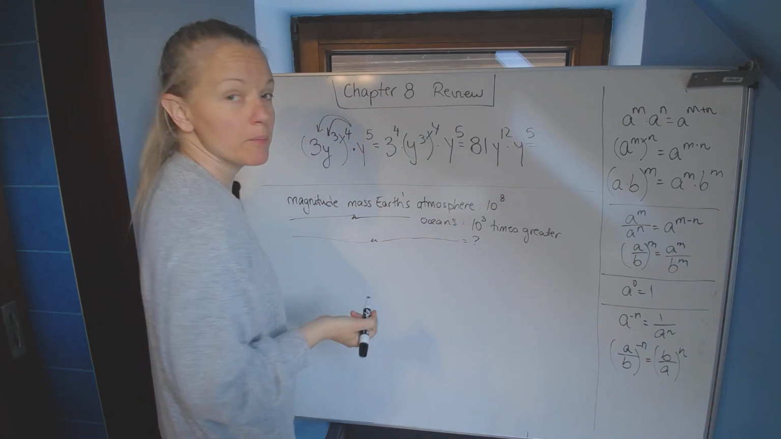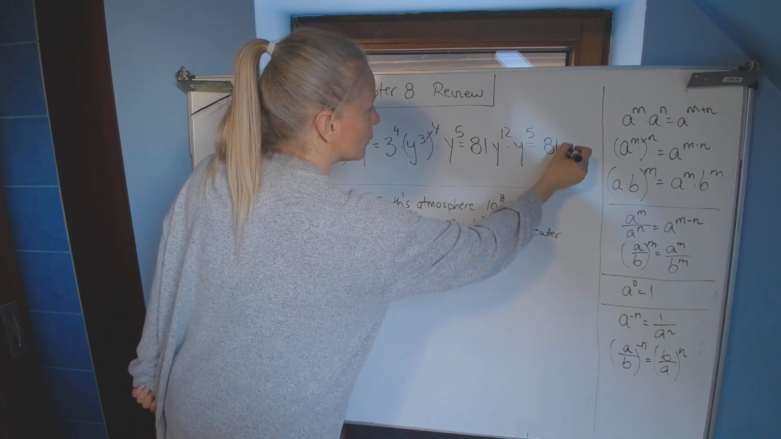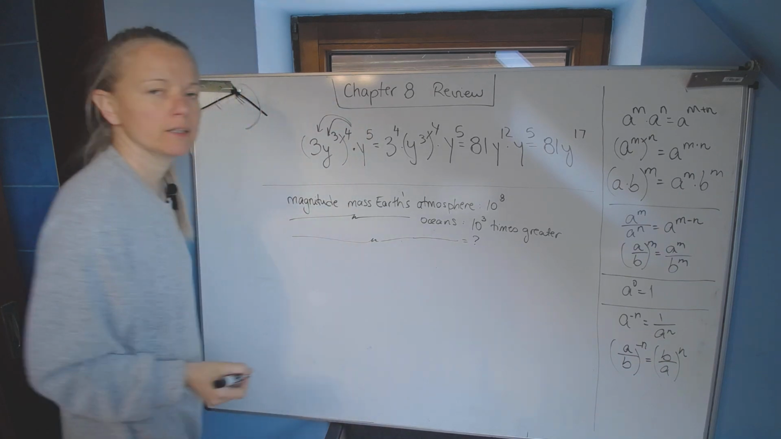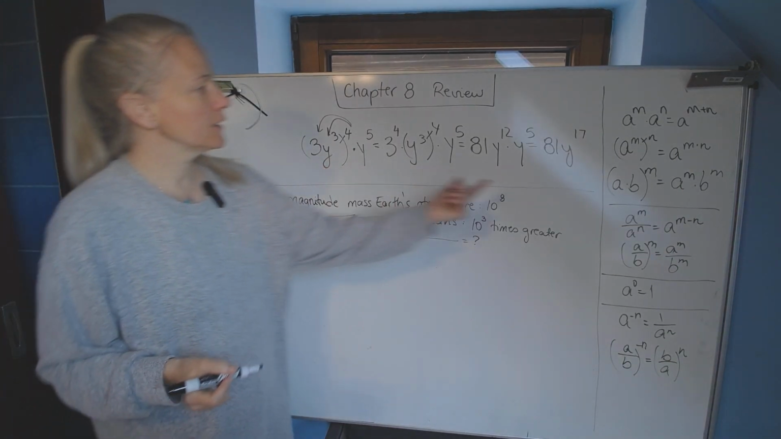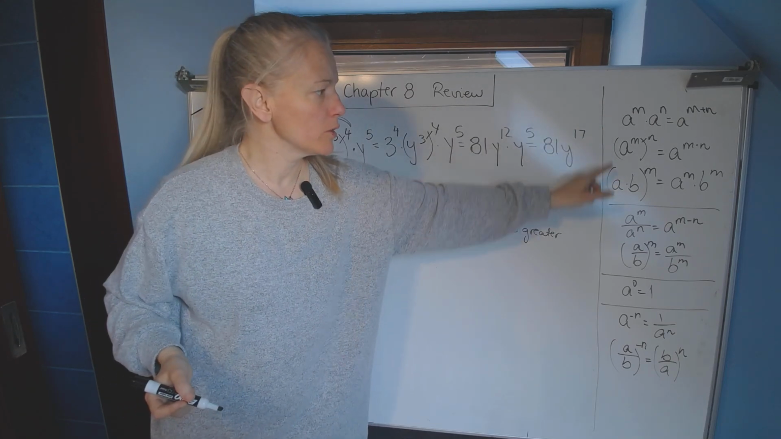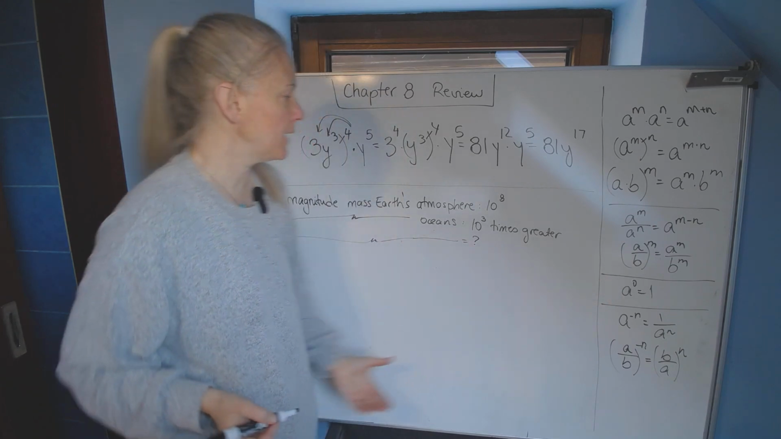When we have the same base, we add the exponents, so this becomes 81 y to the 12th plus 5, y^17. And we're done. We went from this big ugly thing to just a short answer, okay? So remember, always go by your properties, figure out which one is which, identify them, and then apply them.